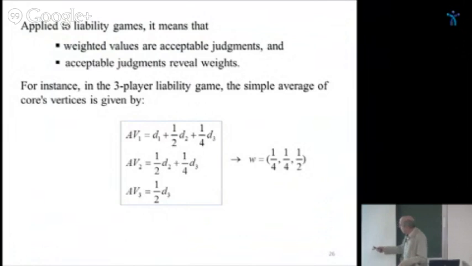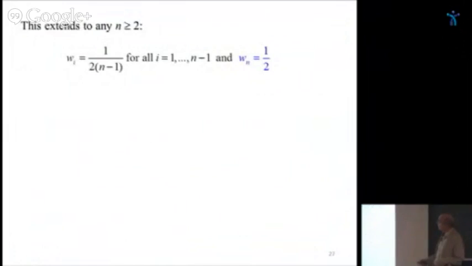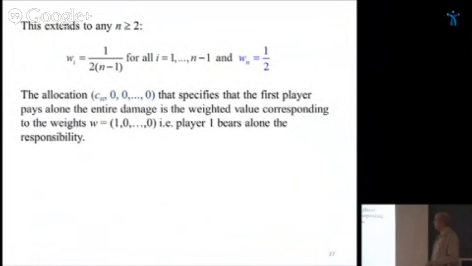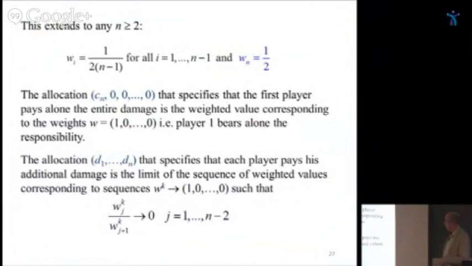So here, the weights that are revealed are well defined: 1/4, 1/4, 1/2. And what is strange is that it does not depend on the number of players, in the sense that the last player always pays half of his or her additional damage, while the others pay 1 divided by 2n minus 1. So the same weight for all the other players, which has no special meaning, of course. The allocation that imposes on the first player, the initiator, to pay the full cost corresponds to a normalized weight that is 0 for everybody except that player.